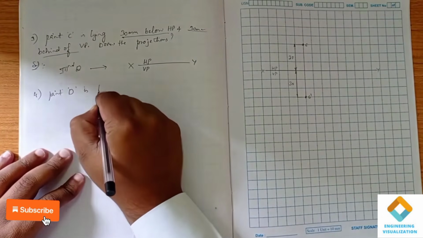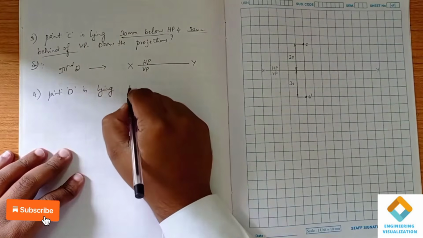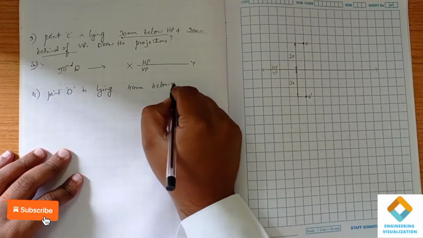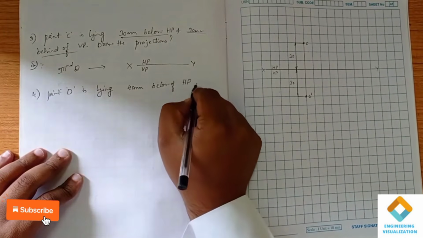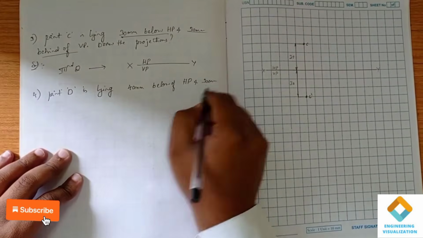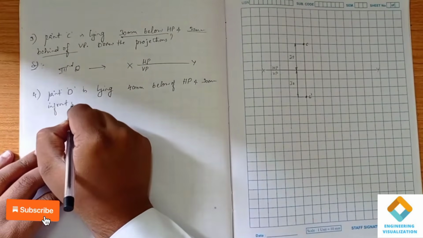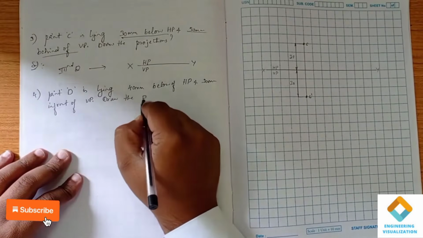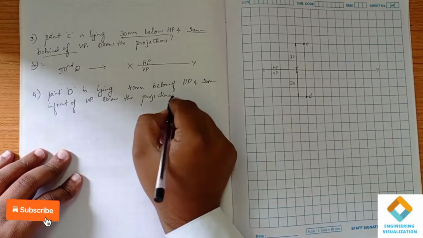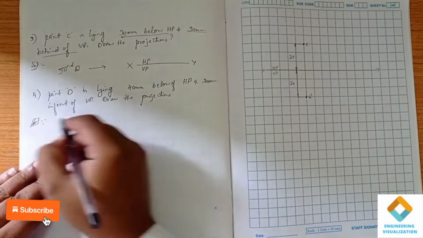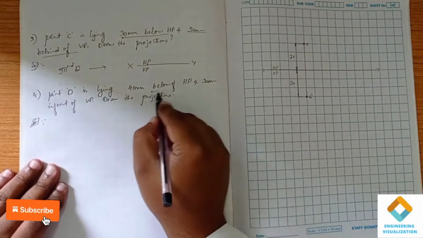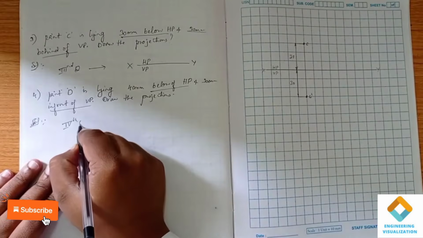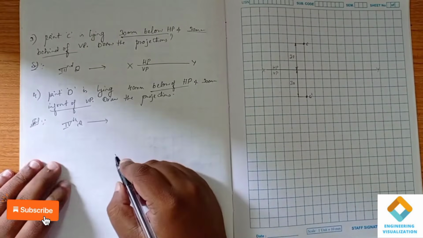Point D is lying 40 mm below of HP and 30 mm in front of VP. So draw the projections. Okay, now we have to identify which quadrant it is. Below of HP and in front of VP means it is in the fourth quadrant. Okay, so point D is lying in the fourth quadrant.